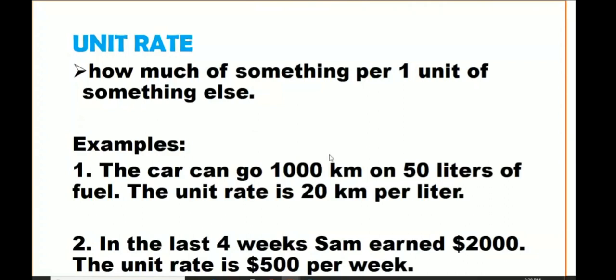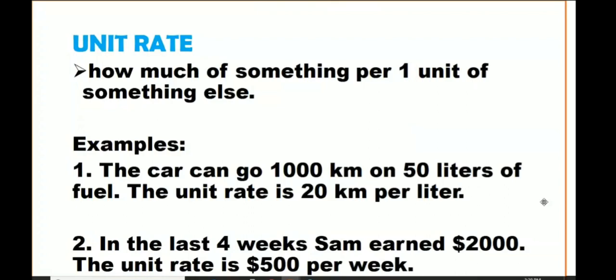To do that, of course, we will divide 1000 by 50, because since we are asking for every, then we will divide 1000 by 50. So the unit rate is 20 kilometers per liter. Second, in the last 4 weeks, Sam earned $2,000. What's the unit rate here? We're going to divide 2,000 by 4. It's like asking how much will Sam earn every week, per week? So 2,000 divided by 4 is $500.